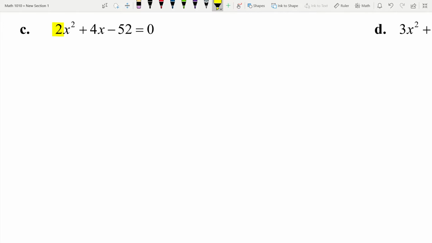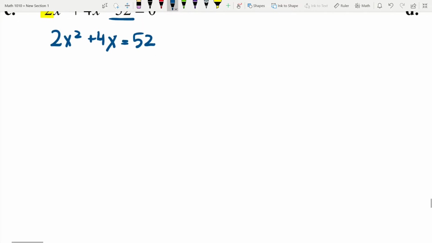So I know it's going to be more complicated, okay? So look what you're going to do nice and slowly. You're going to take that 52 and pull it that way. So everybody write 2x squared plus 4x equals 52. Okay, looks like that. And now you say, I cannot complete the square with that 2 sitting there. So I have to take out the 2 and then complete the square.